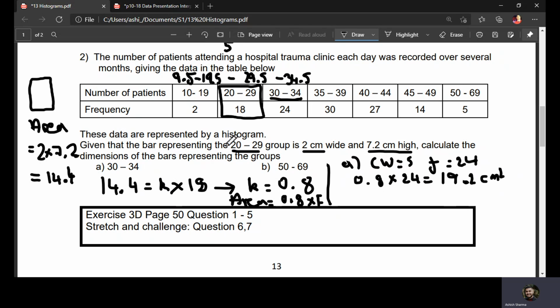So if you think about this bar here, this 20 to 29 bar, this has actually got a class width of 10, and it's represented by 2 centimeters. Now this class width for part A, which is 30 to 34, that class width is actually 5. So if the class width of 10 gave a real dimension of 2 centimeters of width, a class width of 5 will give 1 centimeter of width.